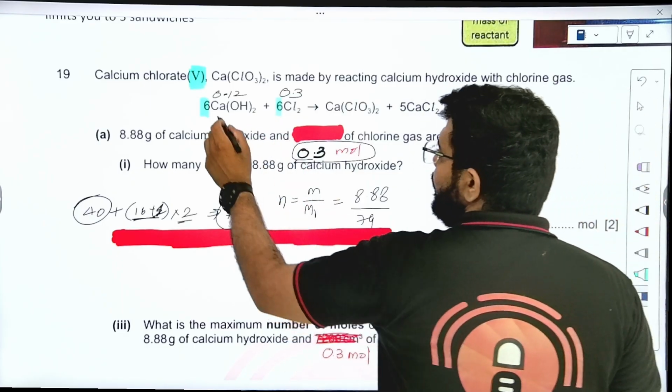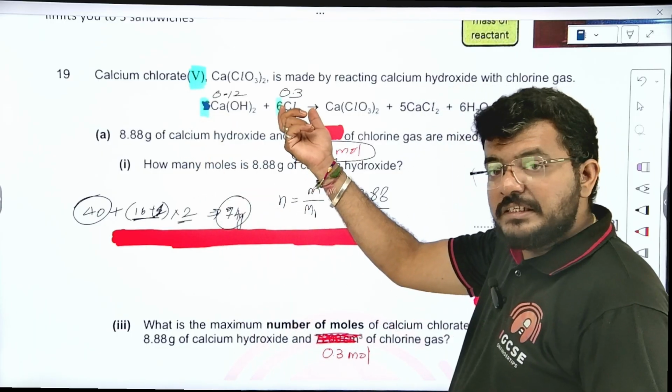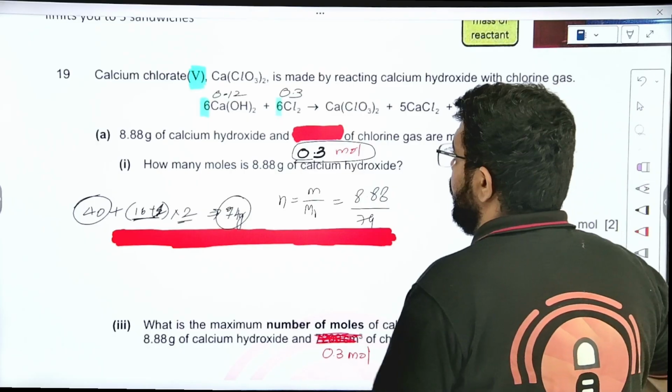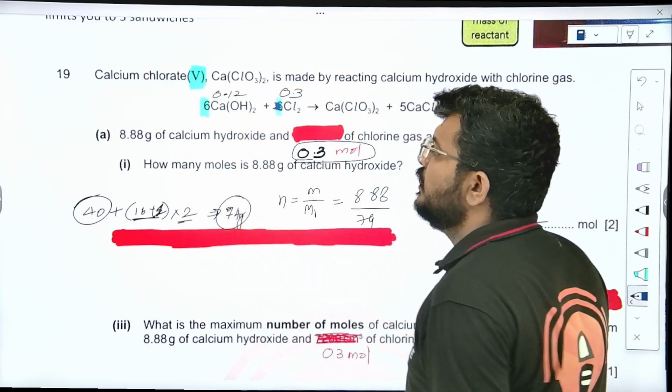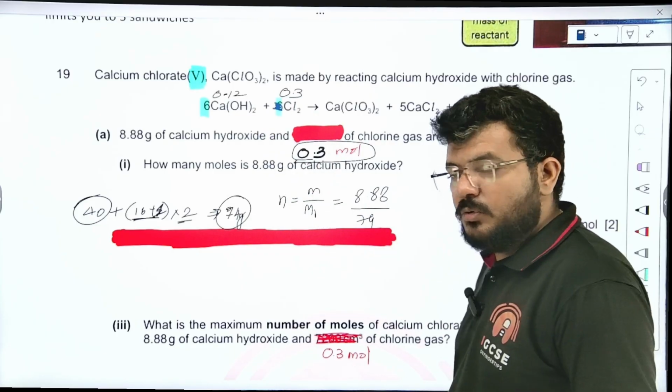But let's say this was 1:6. Then, of course, this becomes the limiting reagent. But what if it was 6:1? Then the other one becomes limiting reagent. I hope you're getting this.